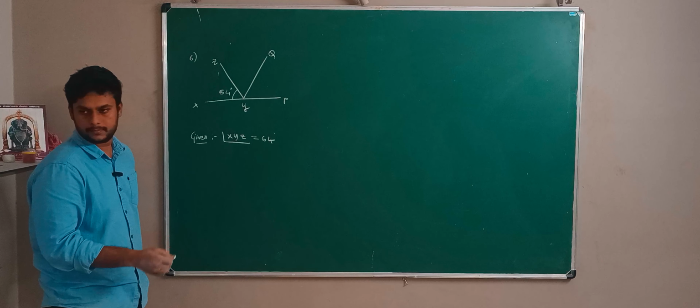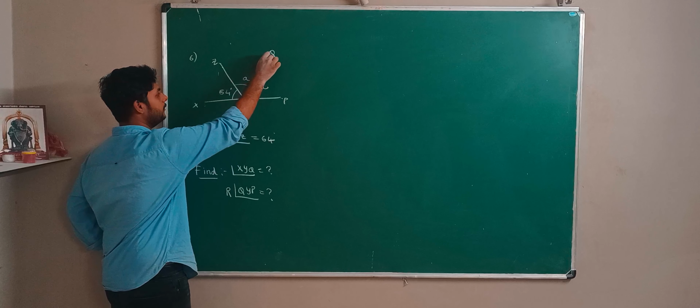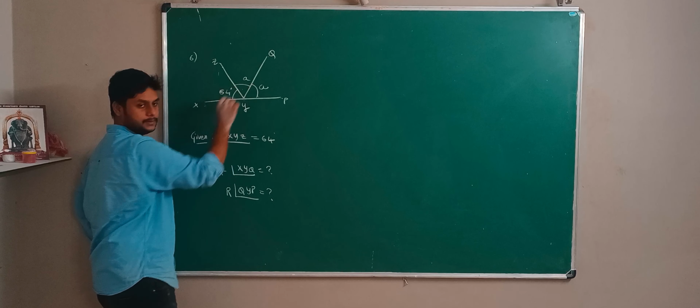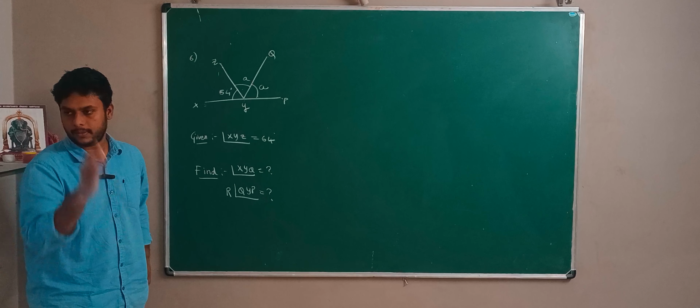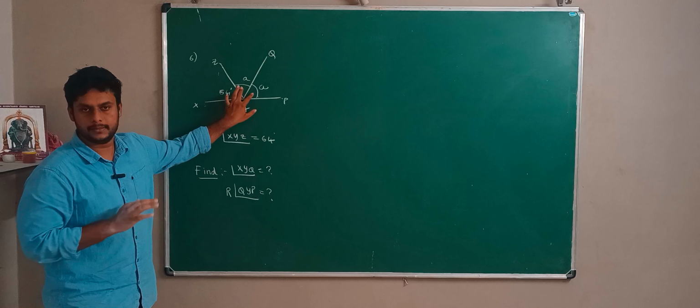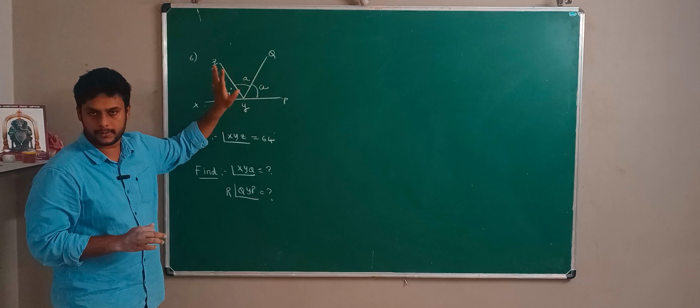So here, once again I will tell you what is happening. First, XY is produced to P, and angle ZYP is divided by YQ. If it is divided by YQ, this and this will become the same. Yes or no? Equally it is divided. So if this is 30 degree, this also will be 30 degree. Understood or no? It is divided equally. So I took A and A because they both are equal.